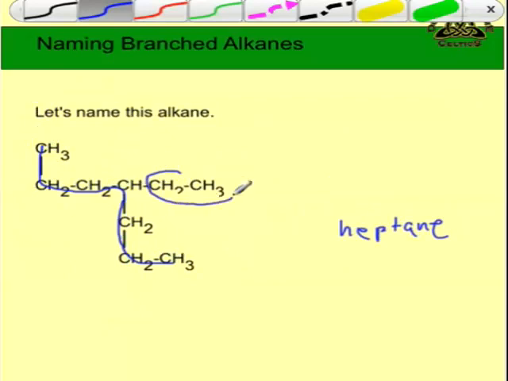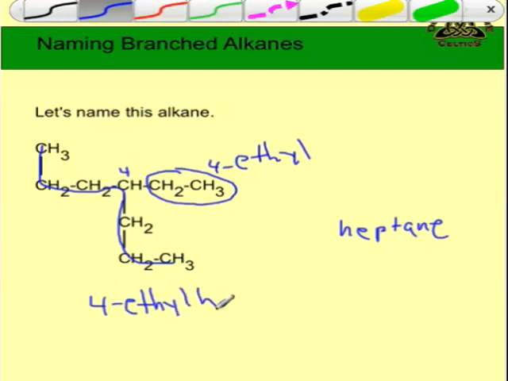This is my branch. It's an ethyl group. And if I count my carbons, if I come this way, it's 1, 2, 3, 4. It's the fourth carbon if I start from the top and work down, and it's 1, 2, 3, 4, my fourth carbon if I work my way up. So either way I do it, this will be 4-ethyl. So the name for this particular alkane is 4-ethyl heptane.